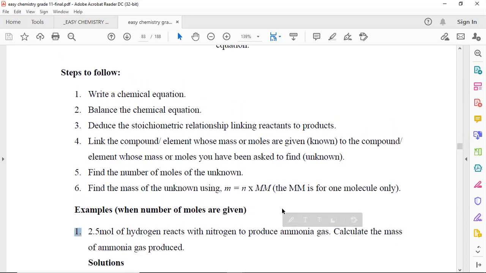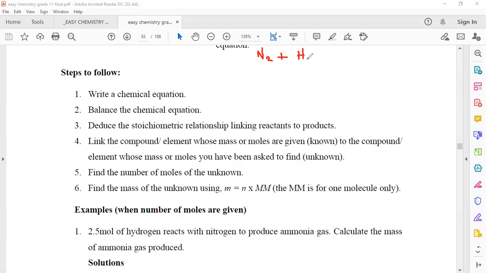So we are given 2.5 moles. In this case, we're given moles, and they're asking us to find the mass. So what is the reaction? The reaction is nitrogen reacting with hydrogen, and this gives us ammonia.